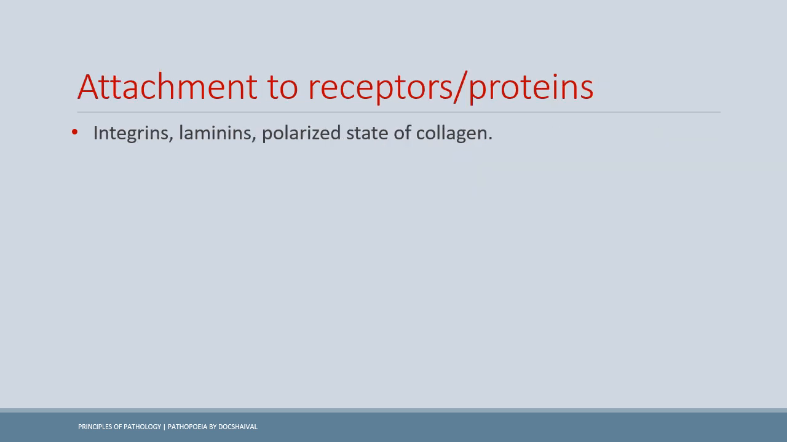Okay. The next step would be the attachment to the receptors and or proteins, and you may be familiar with most of them, that is the integrins, laminins, or collagen. All these proteins normally maintain a differentiated state of the cell, but when the tumor proteins attach to these proteins, there is a range of errors.